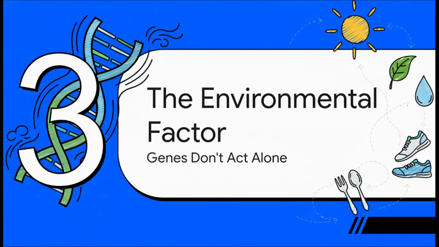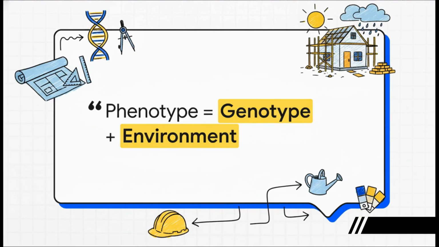But wait, just when you thought you had it all figured out, there's one more layer of complexity we have to talk about. See, our genes, they don't operate in a vacuum. The environment plays a huge role in what we actually end up seeing. You need to remember this fundamental equation: phenotype equals genotype plus environment. So what does that mean? Your phenotype is what you can actually see, your observable traits. Your genotype is your genetic code. And the environment is, well, everything else.